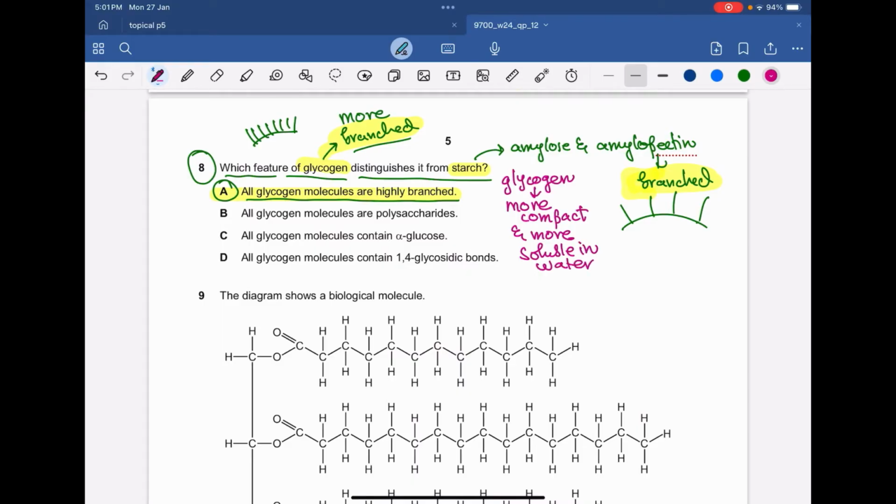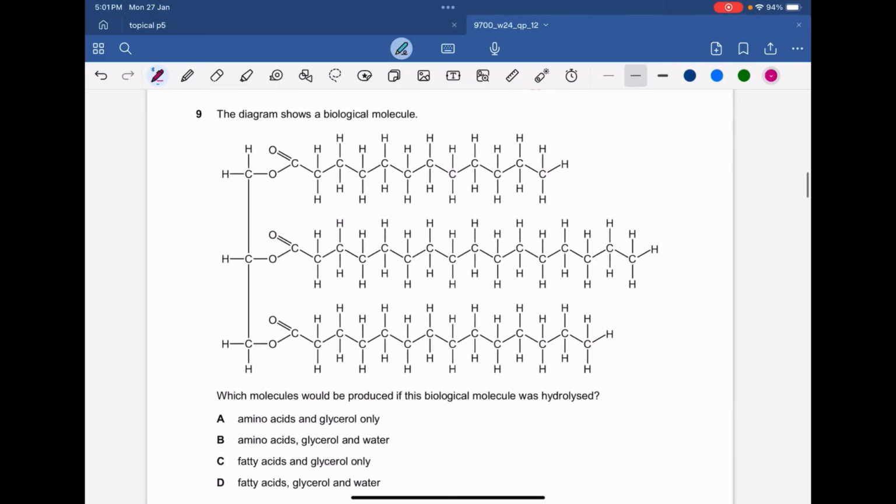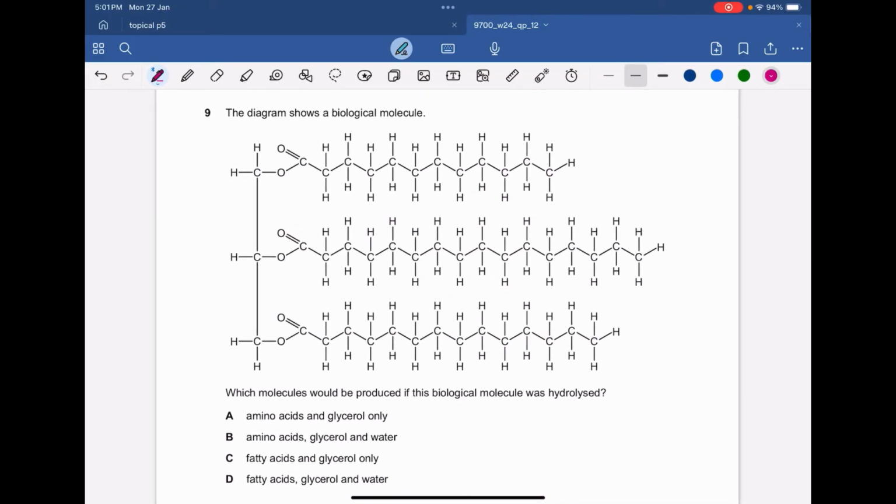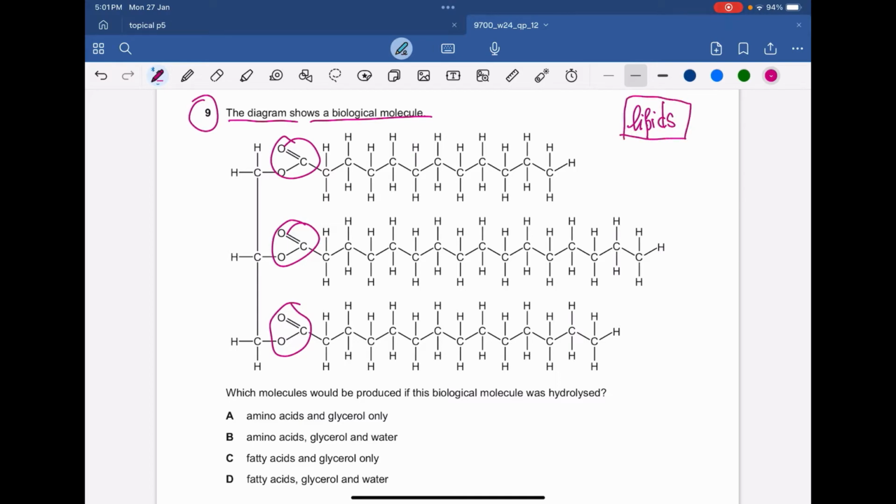Alright, so I hope that this MCQ is clear to all of you. Now let's move on to question number 9. Very simple and an easy question. Question 9 says that the diagram shows a biological molecule. We can see the ester bonds over here. We know which biological molecules contain the ester bonds. They are the lipids. Lipids contain the ester bonds.